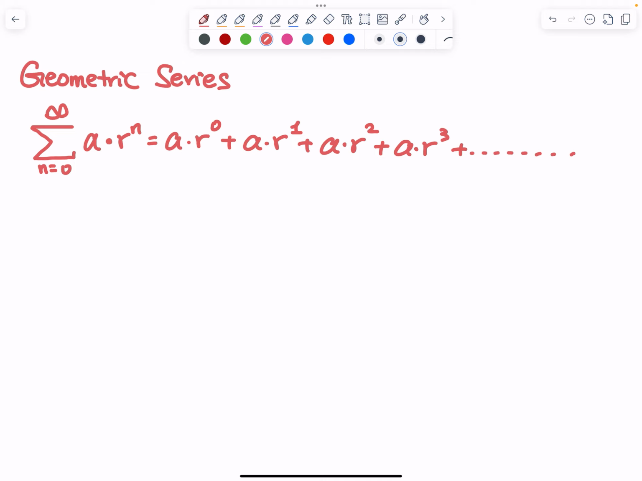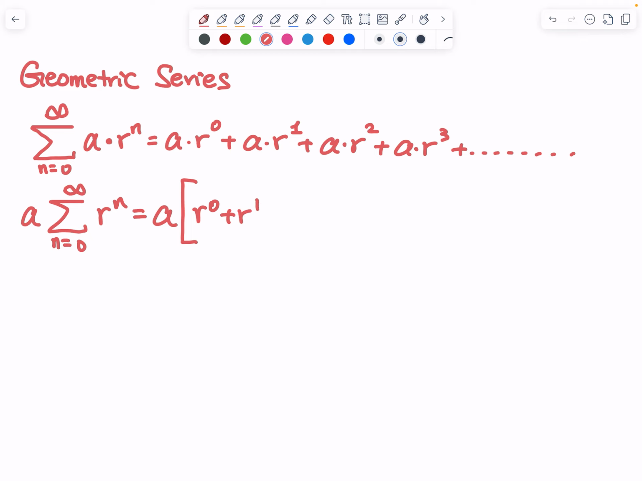This one we can factor a out, because a is not changing. We will factor a out of the summation, just like taking a constant out of an integral. So n goes from 0 to infinity of r to the n, which is r to the 0 plus r to the 1 plus r to the 2 plus r to the 3, and then keep on adding. So this is a geometric series, and the geometric series can converge or diverge.